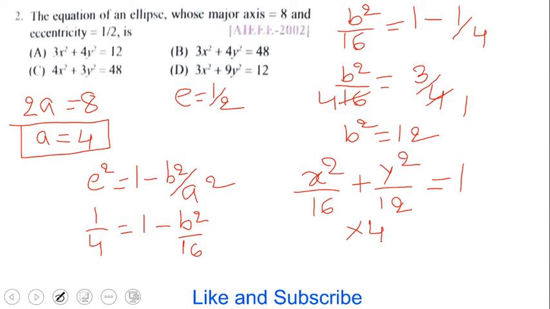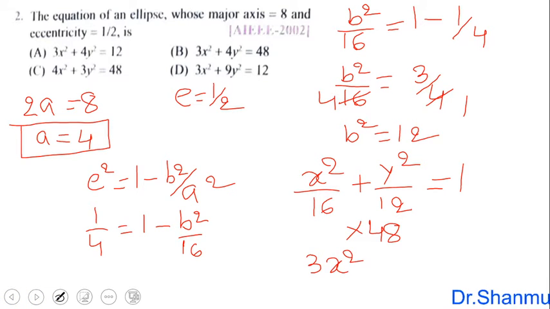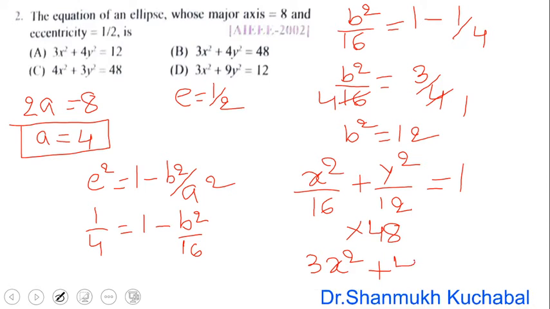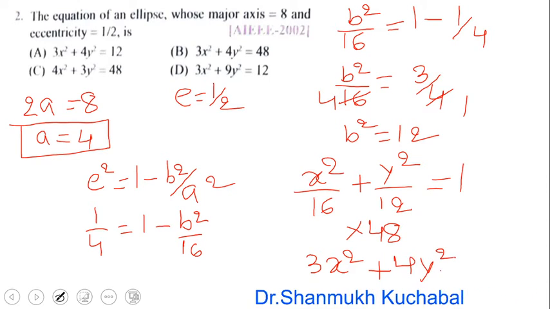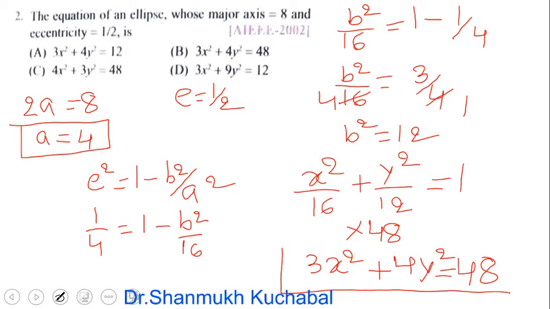So the LCM is 48, and we multiply 48 to the entire expression here. We get 16 ones are 16, 16 threes are 48, so it is 3 x square. Next we get 4 y square equal to 48. So this expression we are going to get.